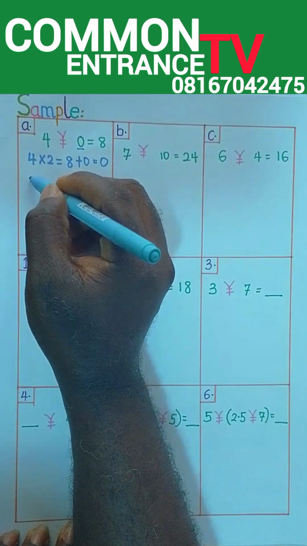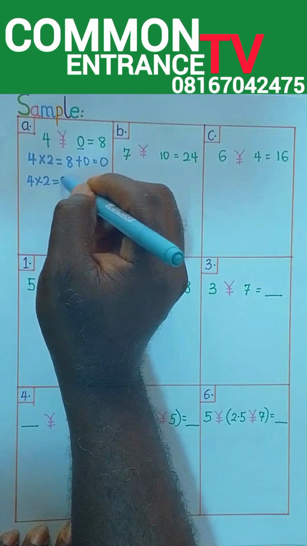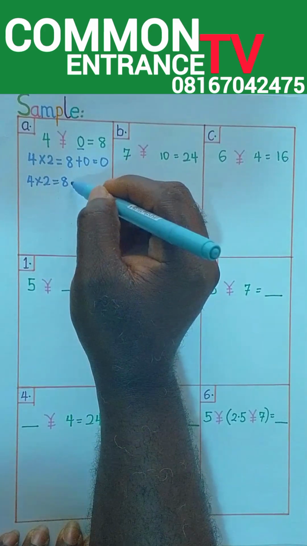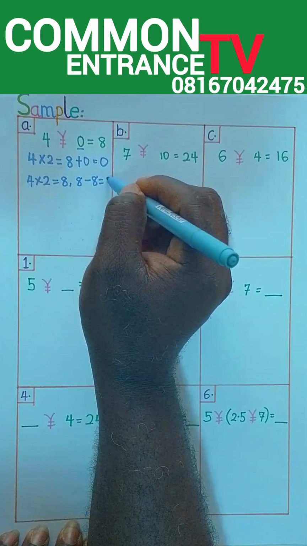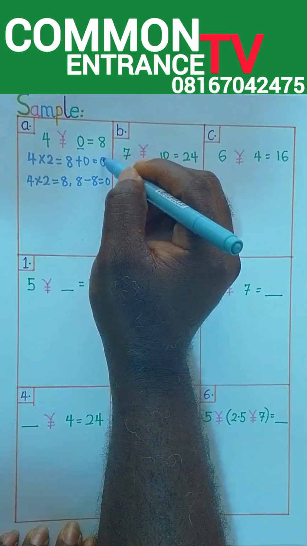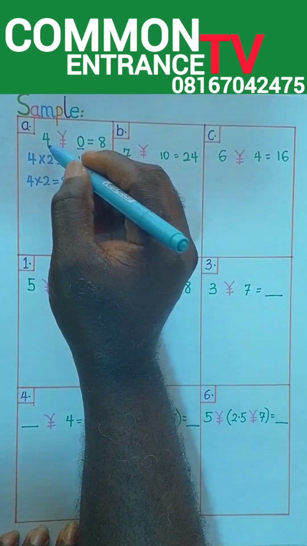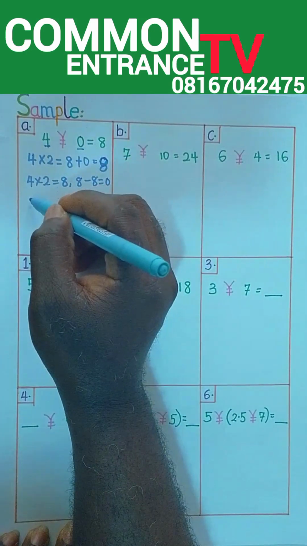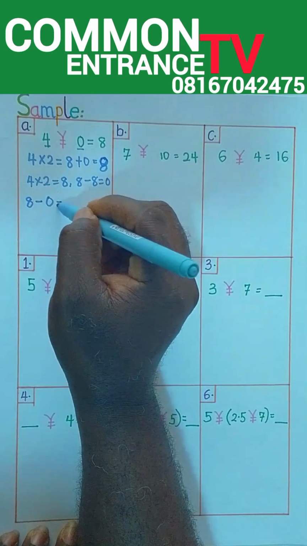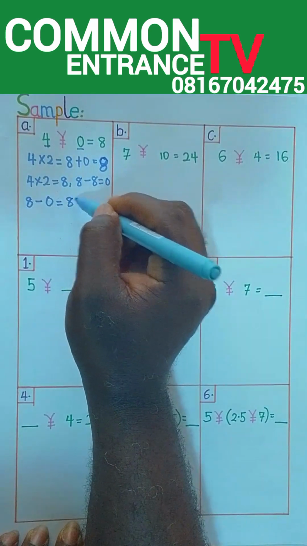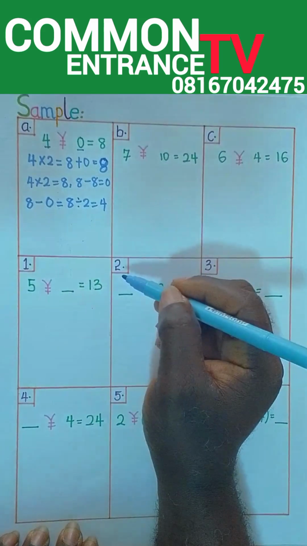We could say 4 times 2 equals 8, and then this 8 minus 8 will give us 0. I beg your pardon, this is 8. Now if we're looking for this digit, it is 8 minus 0, that will give us 8, and then divided by 2 will give us 4.